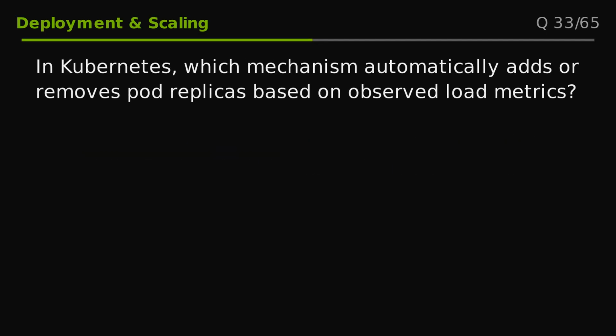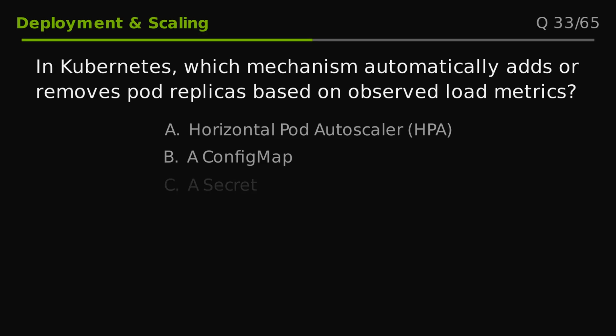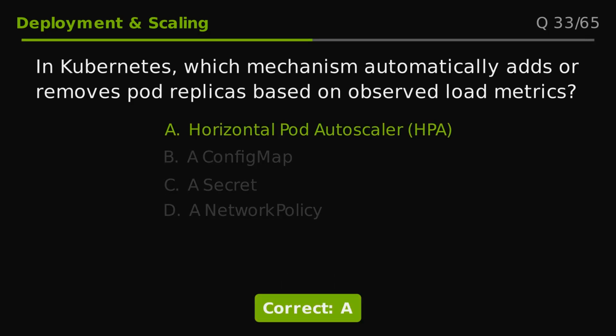Question 33. In Kubernetes, which mechanism automatically adds or removes pod replicas based on observed load metrics? Option A. Horizontal Pod Autoscaler. Option B. Config map. Option C. Secret. Option D. Network policy.